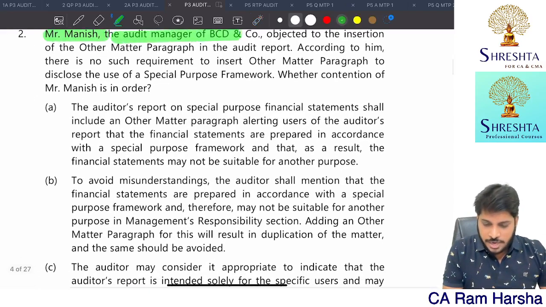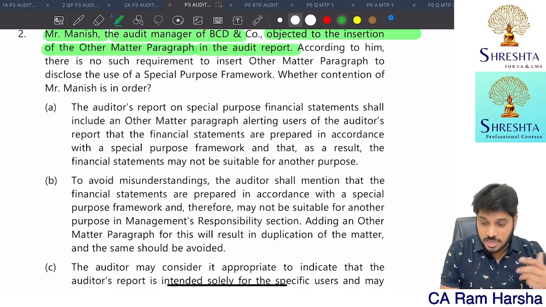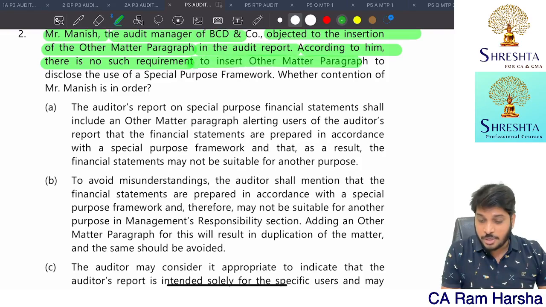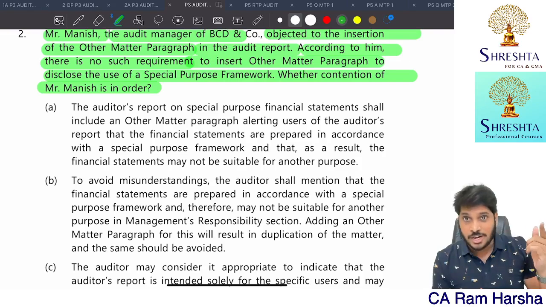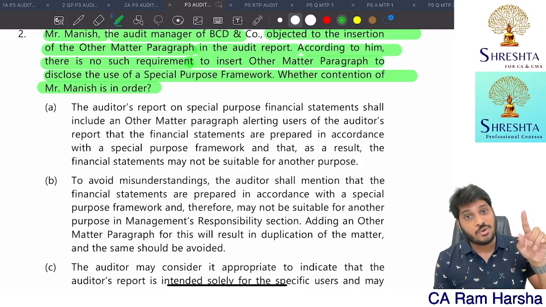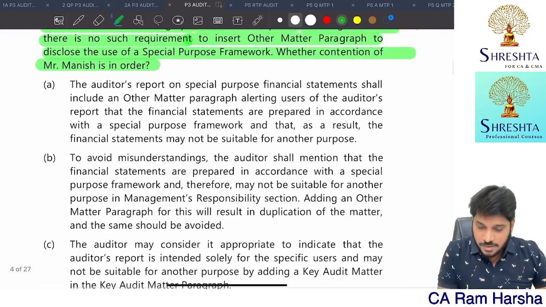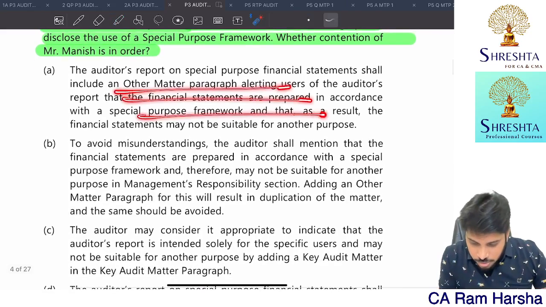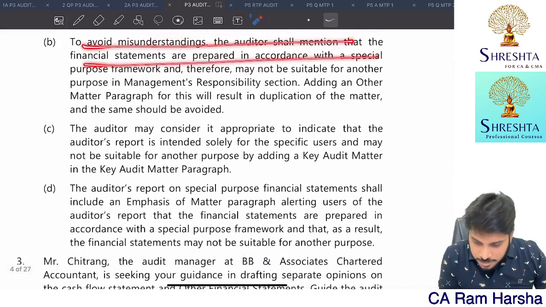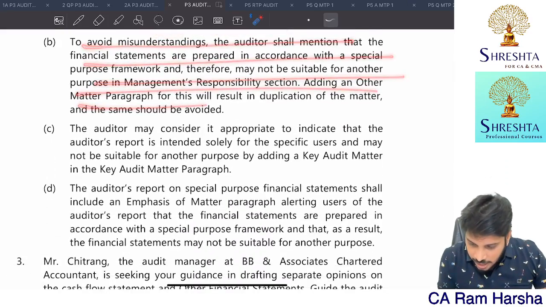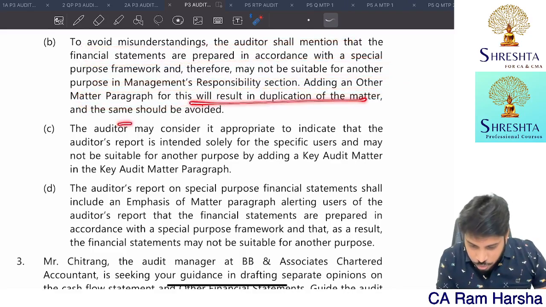Mr. Manish, the audit manager of BCD & Co, objected to an insertion of an other matter paragraph in the audit report. Obviously, according to him, there is no such requirement to insert an other matter paragraph to disclose such use. No. His objection is right. It is not an other matter paragraph, but there is a requirement to include this in an emphasis of matter paragraph. So we'll see where the emphasis of matter paragraph is there. So no, the emphasis word is not there. Avoid misunderstanding. Adding an other matter paragraph will result in duplication.